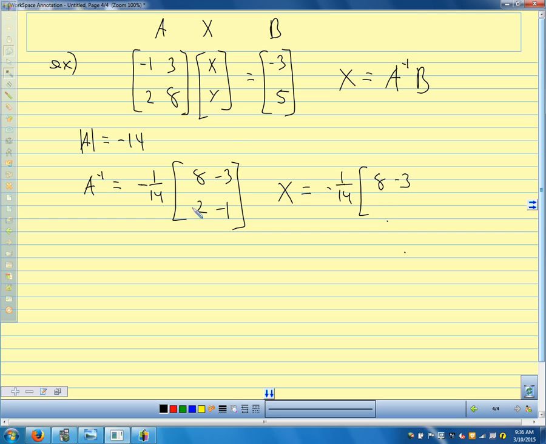Did I forget to switch a sign? This should be a negative 2. Times negative 3 pi.